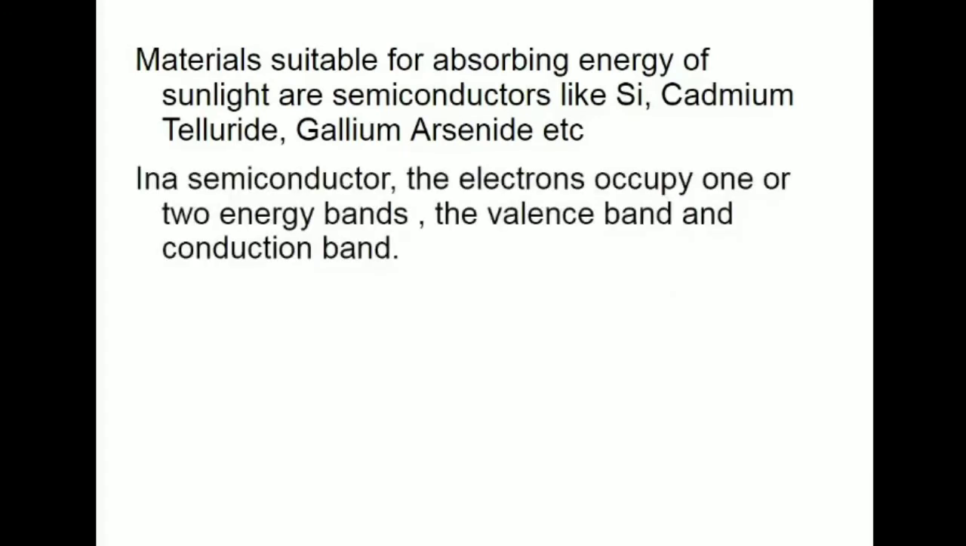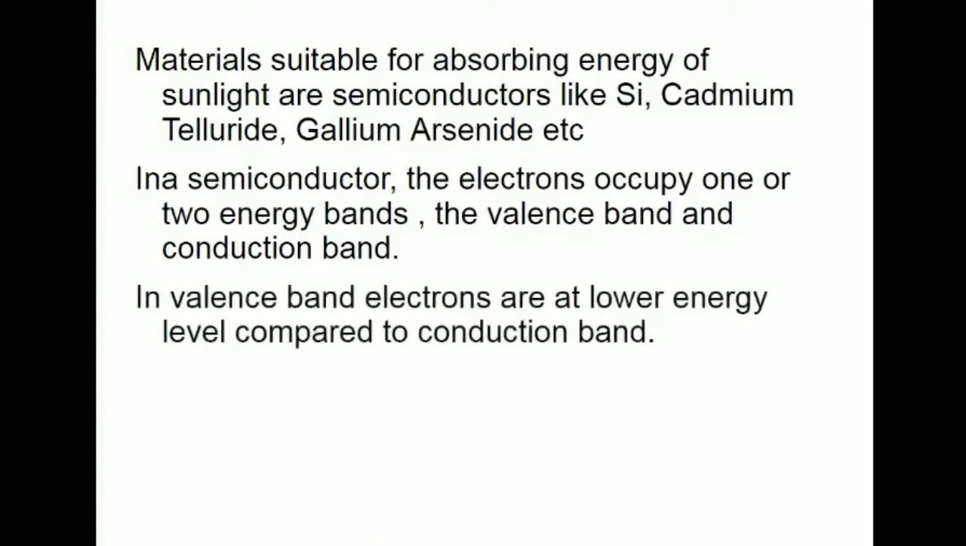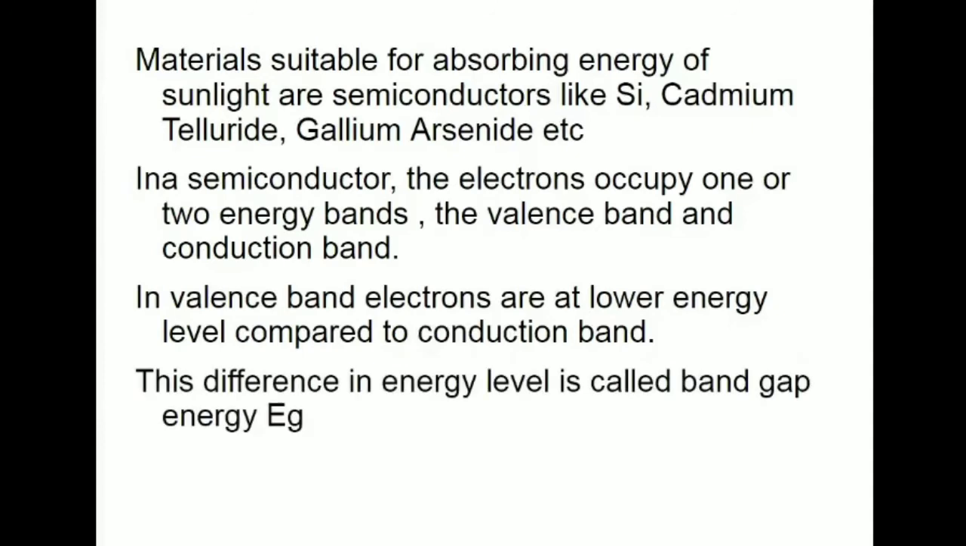Materials suitable for absorbing the energy of sunlight are semiconductors like silicon, cadmium telluride, gallium arsenide, etc. In a semiconductor, the electrons occupy one of two energy bands, that is the valence band and the conduction band. In the valence band, electrons are at a lower energy level compared to the conduction band. This difference in energy level is called the band gap energy, represented as Eg.